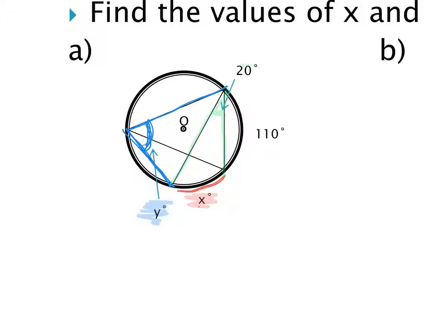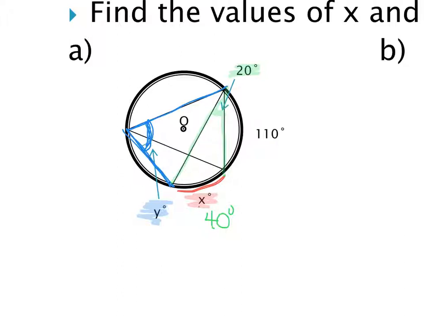So what can I figure out? How much will x be? How can I find out the measure of x? 20 times 2. Good. 20 times 2, because we know that the intercepted arc is twice the value of the inscribed angle, so that would be 40. All right. How can I find the measure of angle y? 110 divided by 2. Okay.